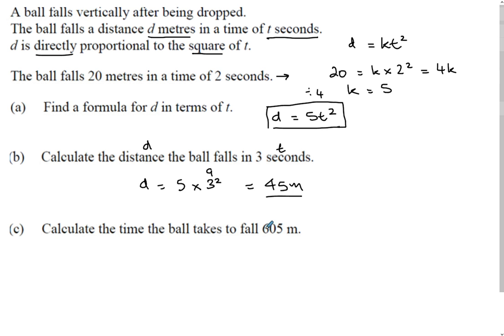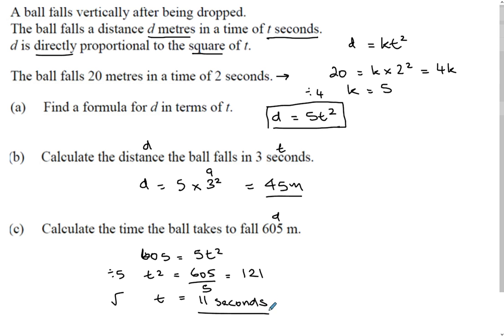Calculate the time the ball takes to fall 605 meters. So you can see that's your d. So you put 605 equals 5t squared. Divide by 5. So you've got t squared equals 605 divided by 5, which is 121, and then square root, and you get t equals 11 seconds. Okay, so it's really quite straightforward, as long as you start off correctly there, then everything else falls into place.